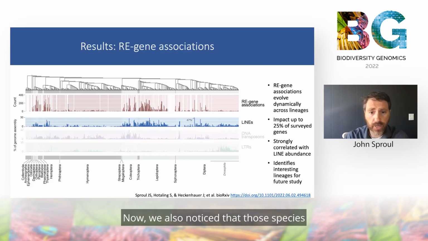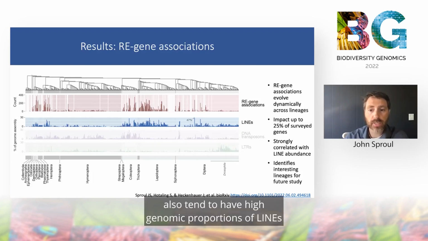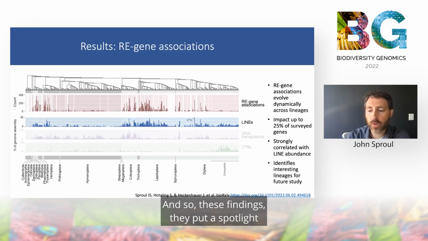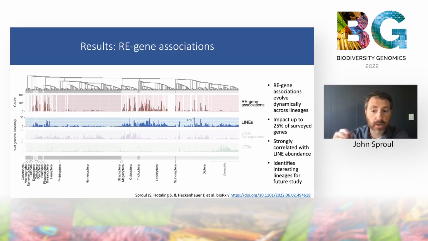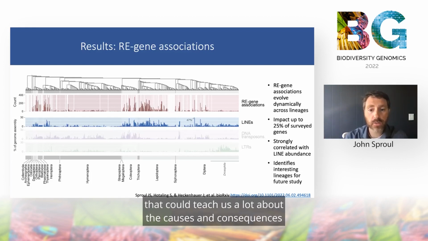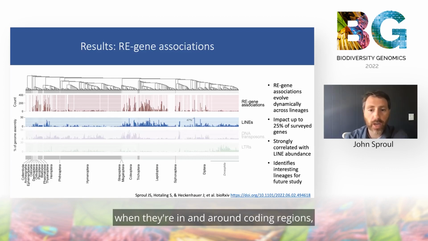Now, we also noticed that those species that have a high proportion of these associations also tend to have high genomic proportions of LINEs, or long interspersed nuclear elements, which are a type of transposable element. And so these findings put a spotlight on some potentially interesting insect lineages that could teach us a lot about the causes and consequences of repetitive elements when they're in and around coding regions, which is an interesting area of research.